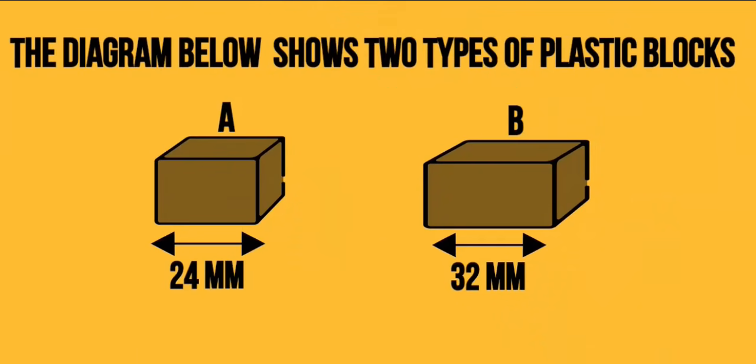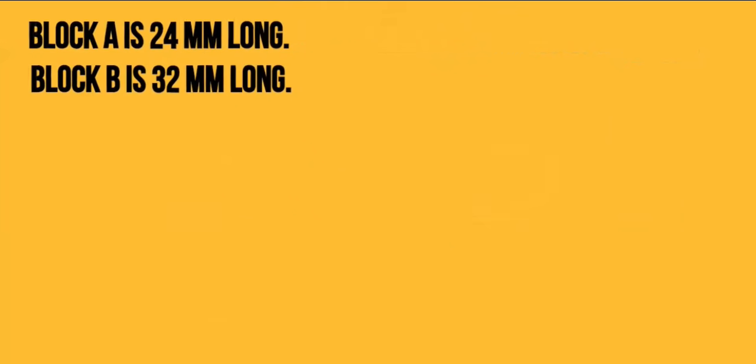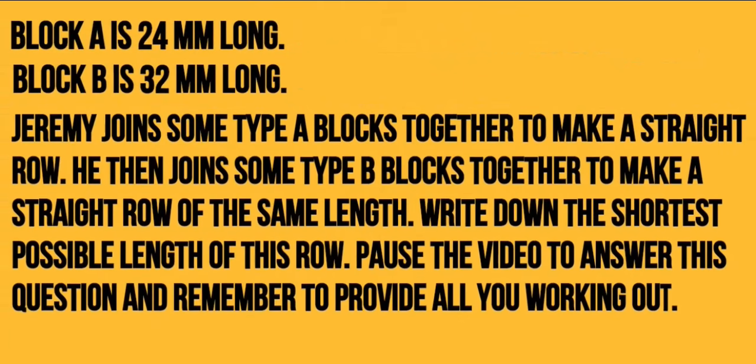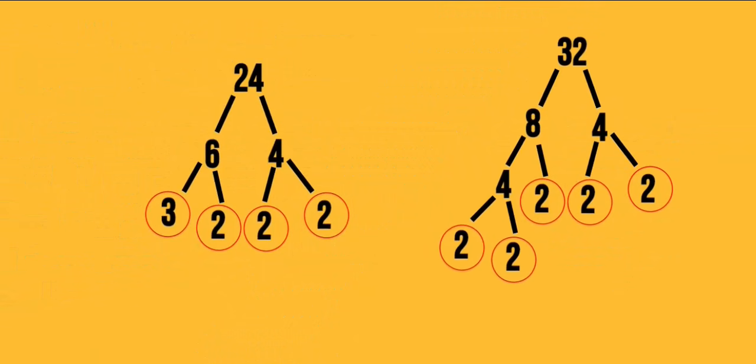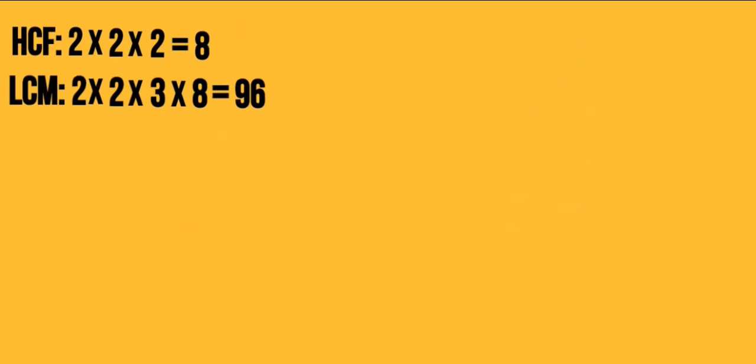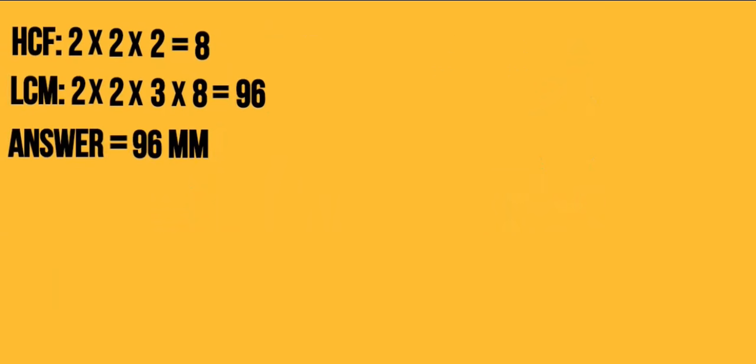The diagram below shows 2 types of plastic blocks. Block A is 24 mm long. Block B is 32 mm long. Pause the video to answer this question and remember to provide all your working out. Here's the working out. The answer is 96 mm.